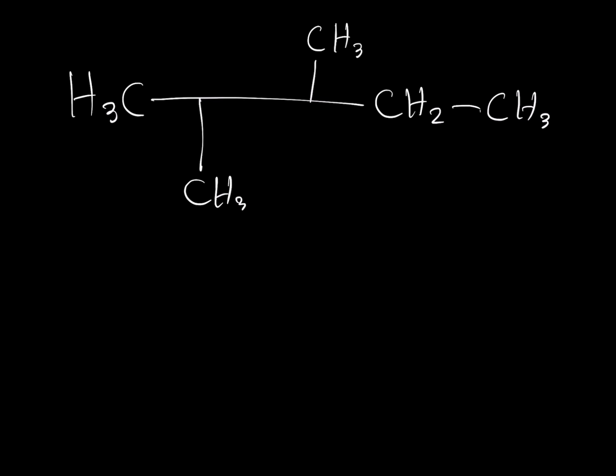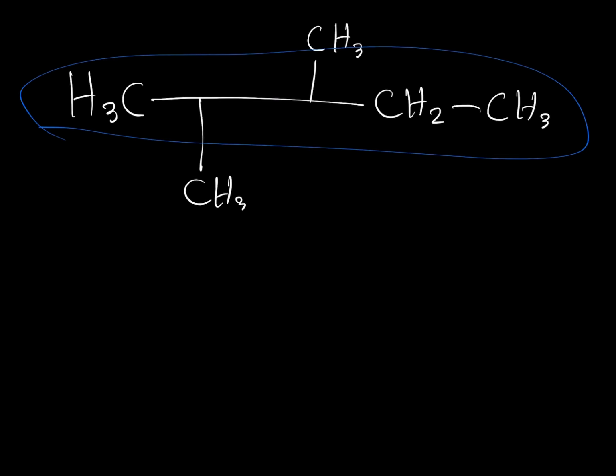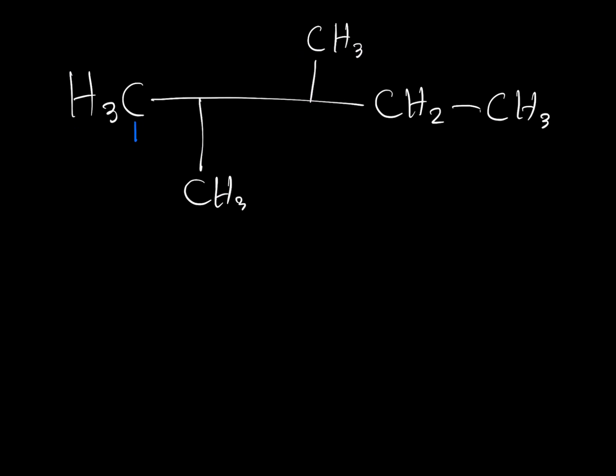How about this example? How would we do this one? If you want to count the longest chain, it would be this, but how many carbons do you actually have in it? So there's one right here. At this intersection, there's one, so this is the second carbon. At this intersection, there's a third carbon. The fourth carbon is here, and the fifth carbon is there. So main chain, we have a pentane.